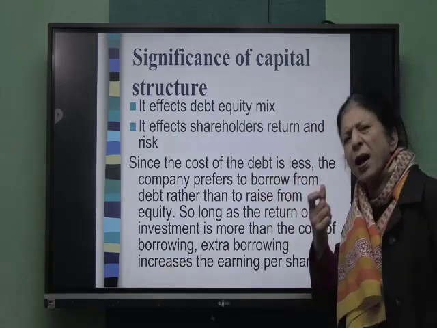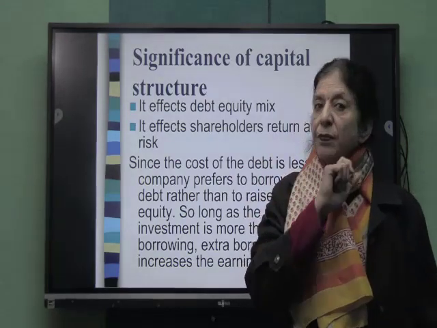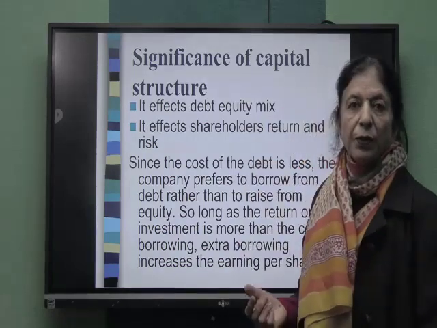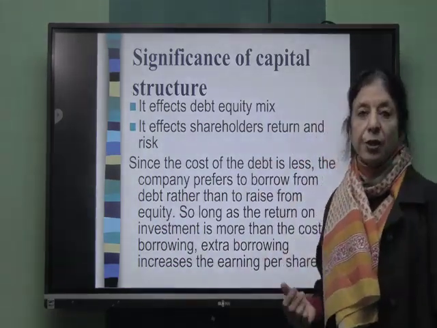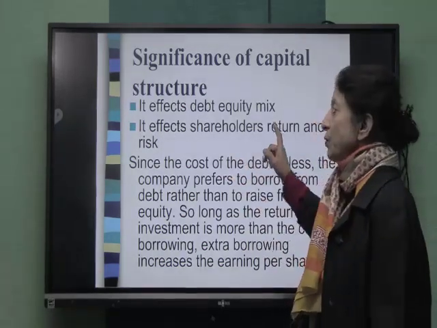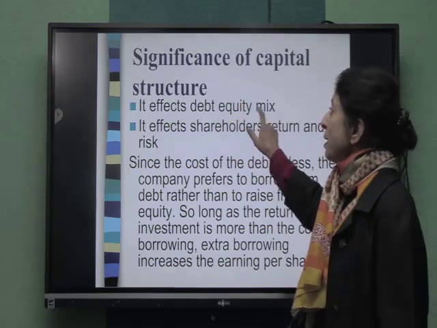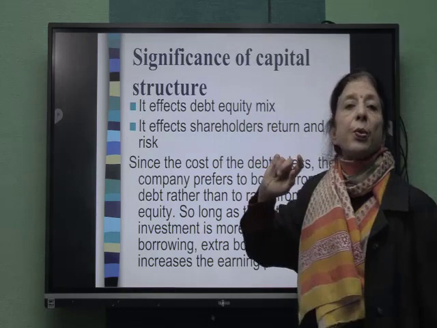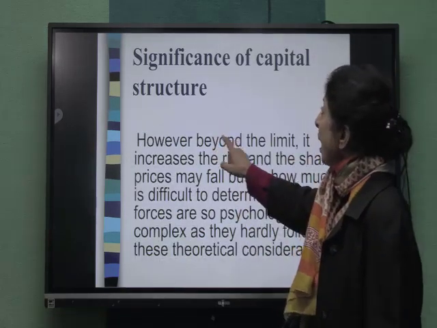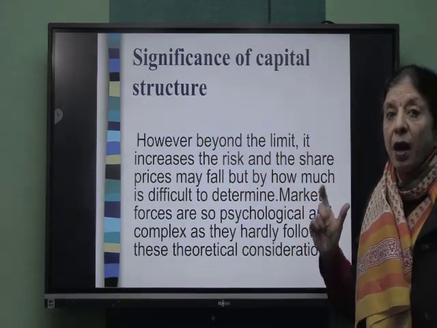remember why we are giving so much stress on the capital structure, because it affects the cost of capital. When it affects the cost of capital, that means it affects the value of the firm, the price of the share, and the earning per share, and therefore this is a very, very important thing which we have to understand. Now, what does it affect? It affects the debt equity mix, and it affects the shareholders' return and the risk that I have just told you. That means now we have to understand the significance of the capital structure by other factors.